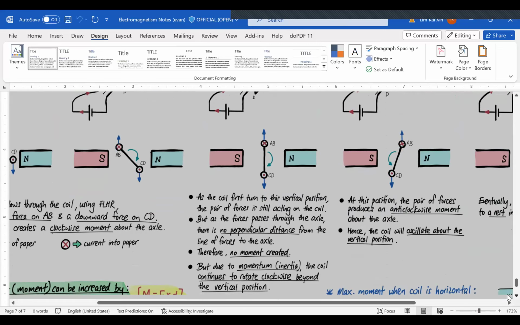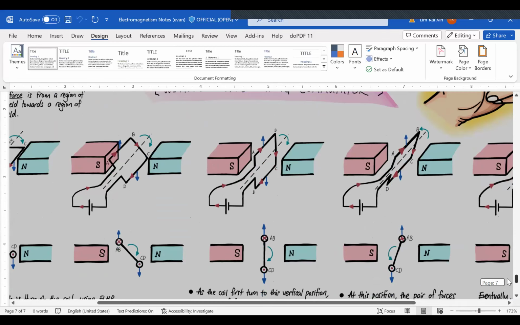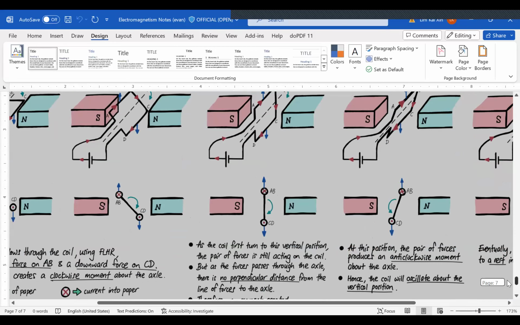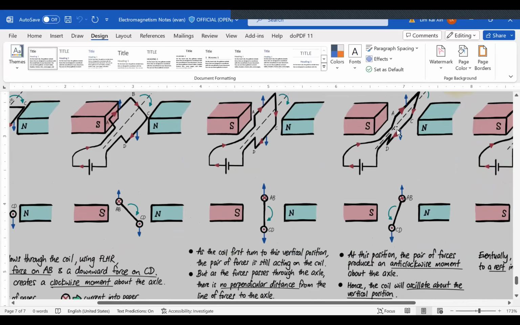But again, due to the inertia or the momentum, the coil will still continue to rotate past this position, slightly beyond this position in the clockwise direction. The difficult thing comes when it rotates past this vertical position. Because there is no split ring, the current will still continue to flow in A, B, C, D. It doesn't change. But now AB is on my right side. So when AB becomes on my right side, because of the current flow, AB will still experience an upwards force and CD will still experience a downwards force.